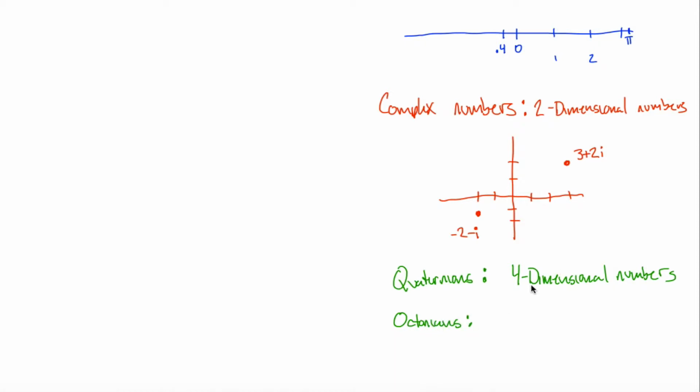And go ahead, take a guess. I mean, they've got to be more than 4, right? How many dimensions are there? Well, oct, maybe you'd think 8, and you'd be right. They're 8-dimensional numbers. Well, you skip straight from 4 to 8.